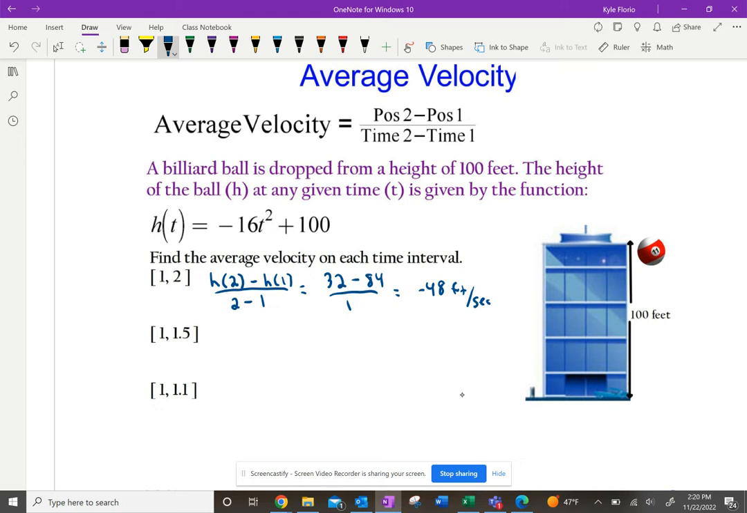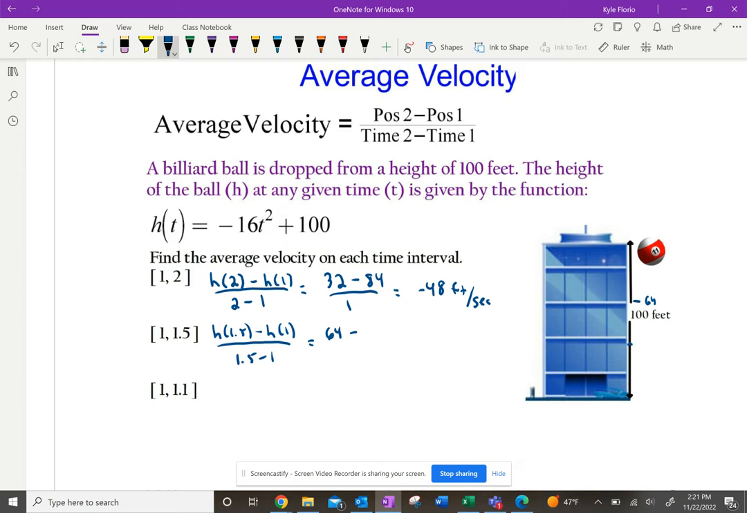From 1 to 1.5 seconds, the average velocity is going to be the difference in the height, so how far it traveled, over how much time went by. And again, that's that formula right there. So h of 1.5, if you plug 1.5 into this formula, the output is 64. So after 1.5 seconds, it's 64 feet.